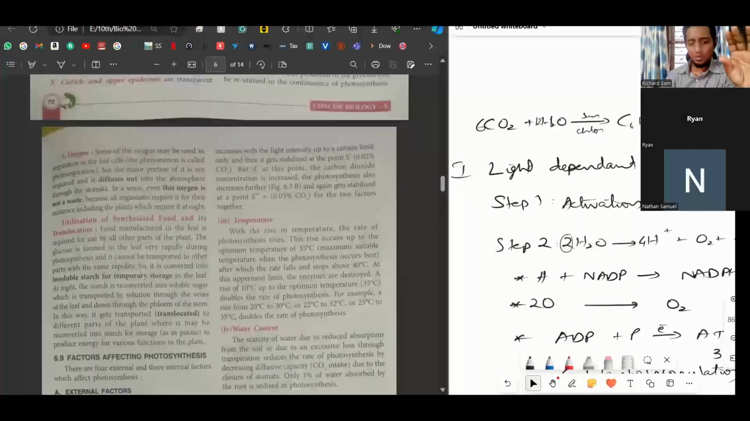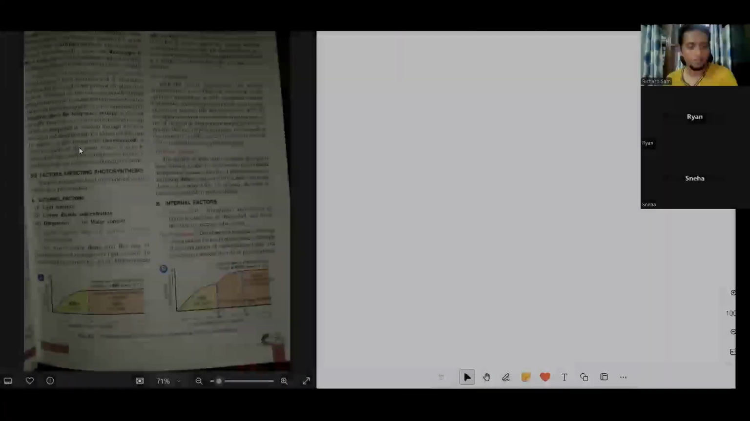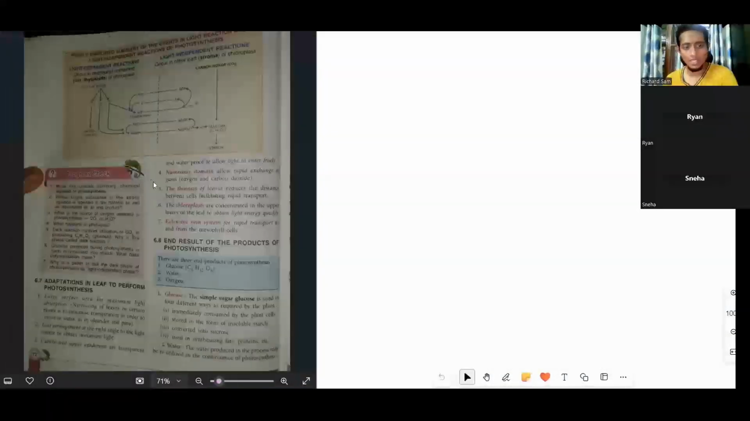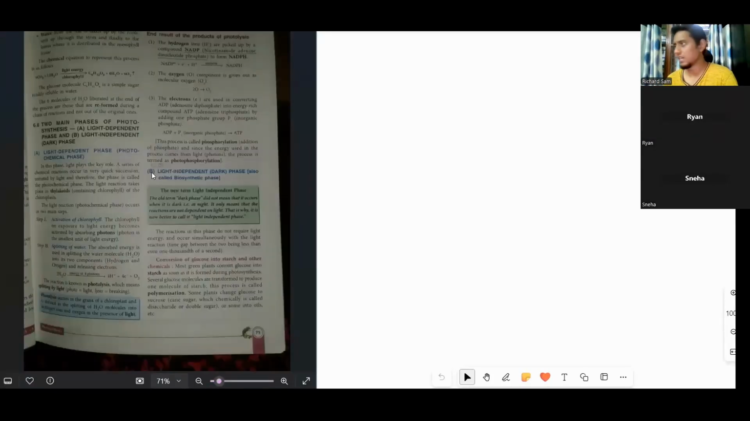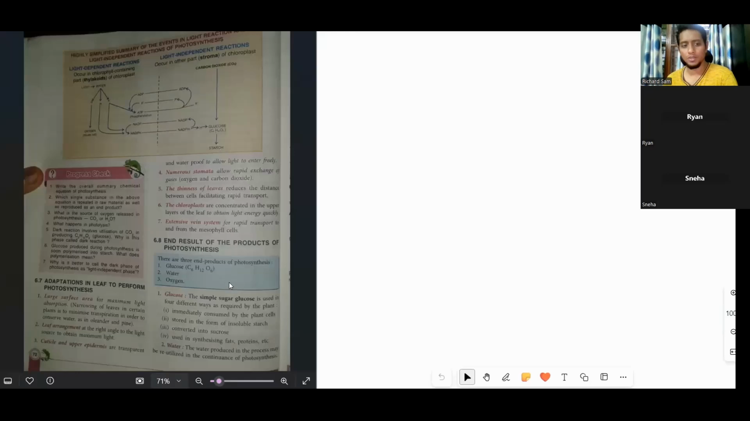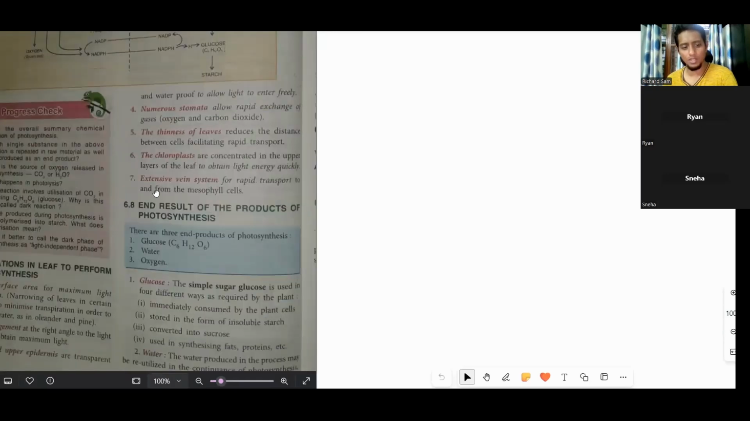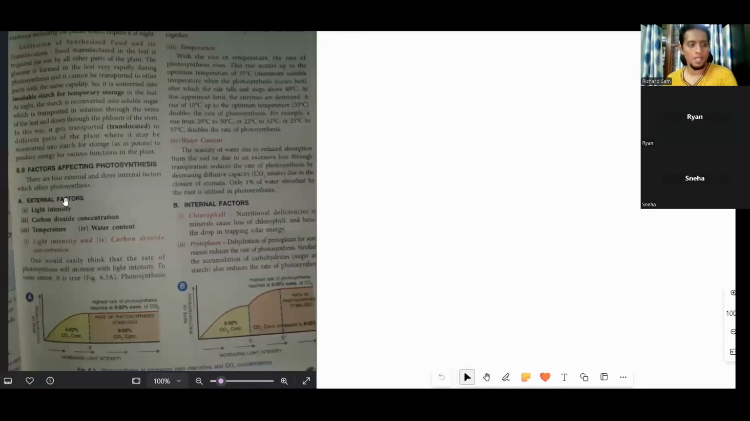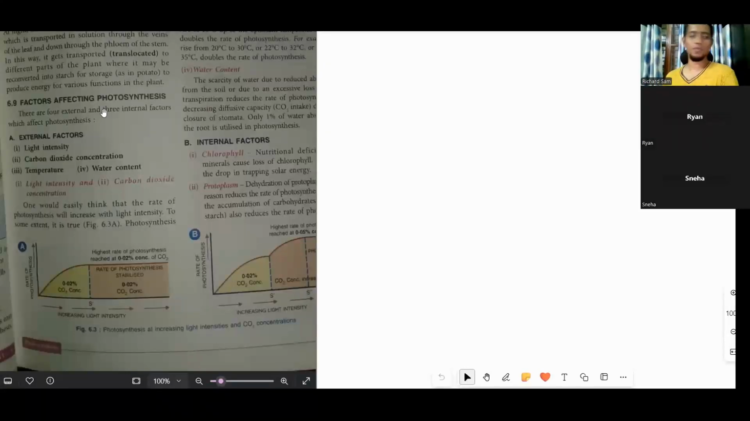So till here, what we saw today mainly is the light dependent and the light independent reaction, what happens to each of the products, why they're used, and all that. In the last class, we saw the difference between light reaction and dark reaction, what the end products are, and how they are utilized. The next topic is factors affecting photosynthesis.